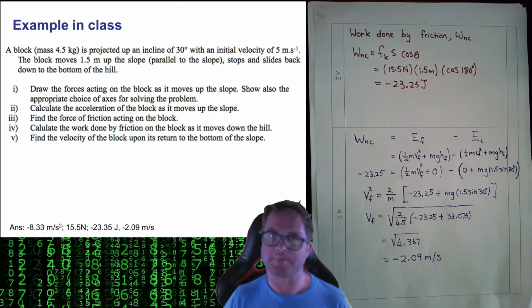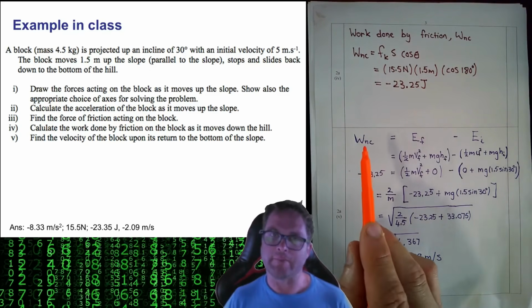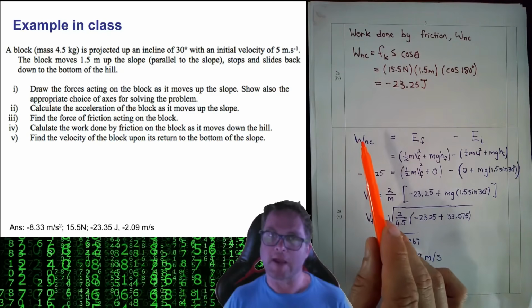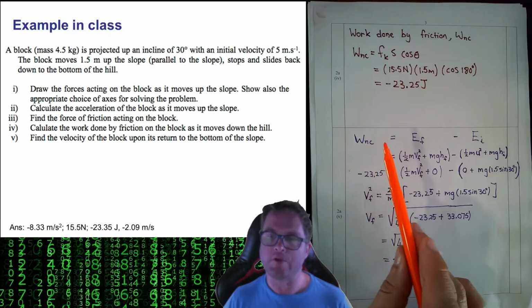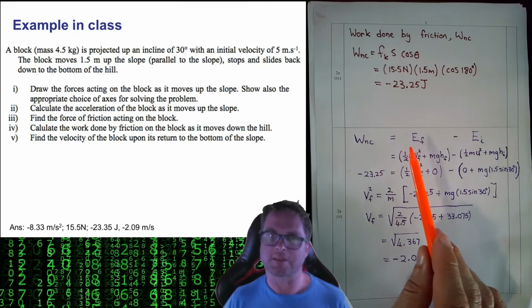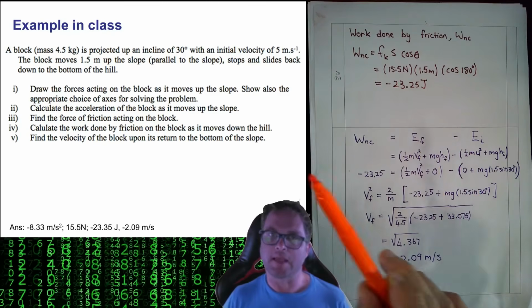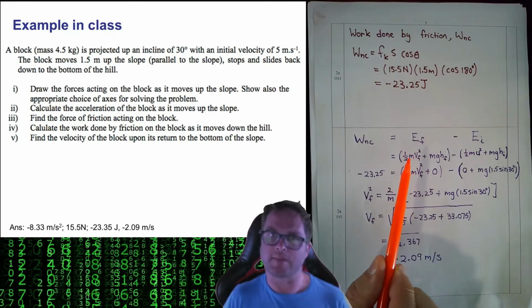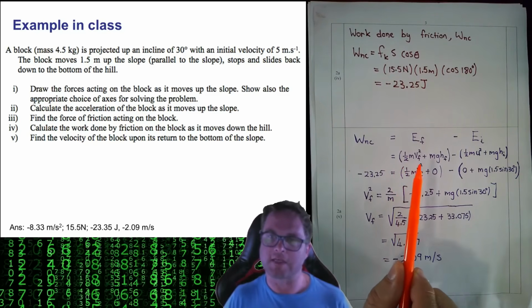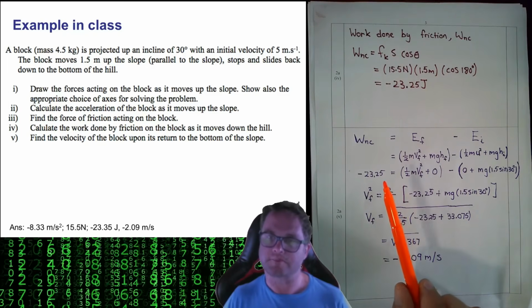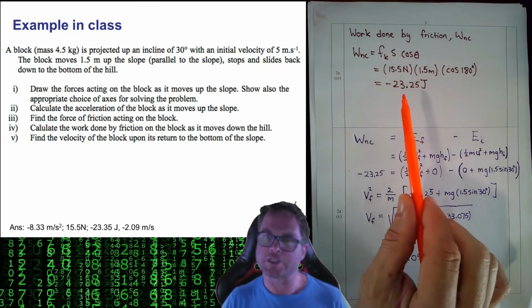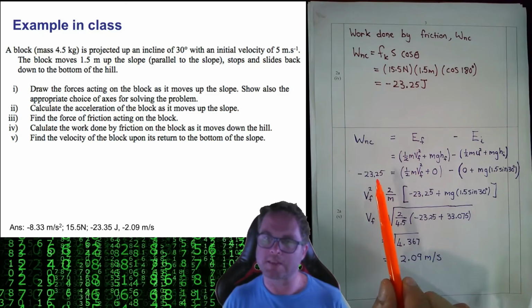And the way we solve this problem is by making use of this equation here, where the work done by friction, the non-conservative force, as the block moves down the slope, will be given as the difference in the mechanical energy. Again, we expand the terms for the mechanical energy in each case. Mechanical energy is kinetic energy plus potential energy. We do that for both the final and the initial energies. We've already found the work done by friction as the block moves down the slope is this value here.